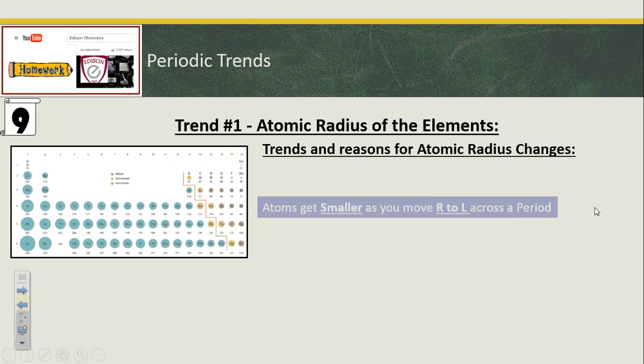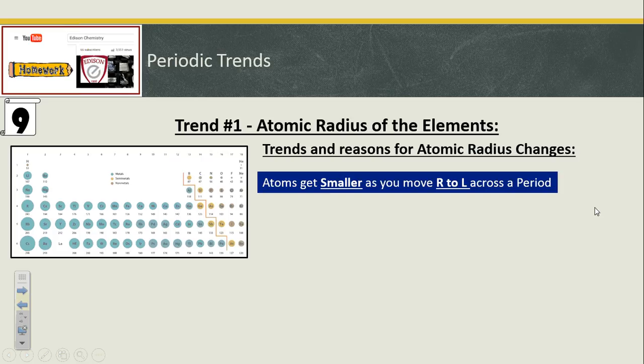So the first trend we want to cover is atomic radius of the elements. Here's a great picture. And it's easy to see from just looking at the data that the atoms get smaller as you go from left to right across a period. So as we're going across a period, atoms are getting smaller. It's there in the data, but the question is why?